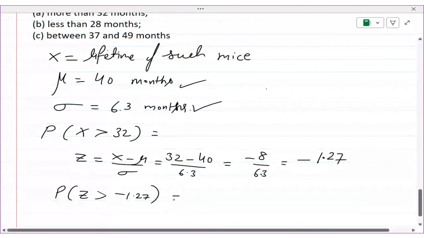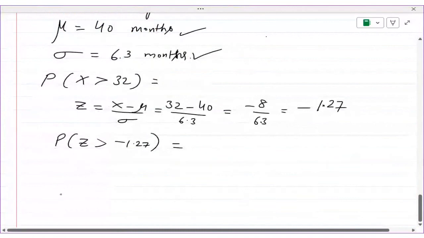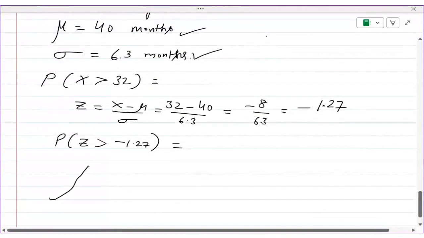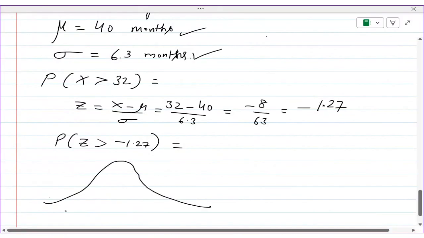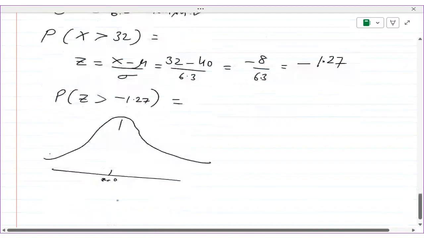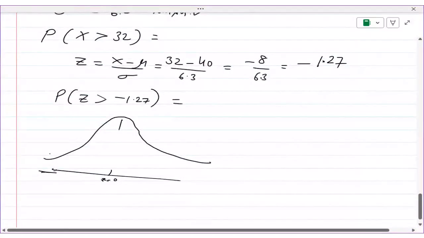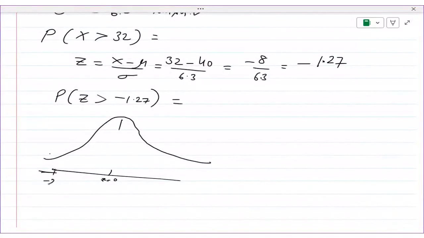Always make the diagram of the normal distribution. In this way, you will make the bell-shaped diagram. The center is z is equal to 0. On the left side we have negative numbers, on the right side we have positive numbers. So somewhere on the left you will have this minus 1.27.